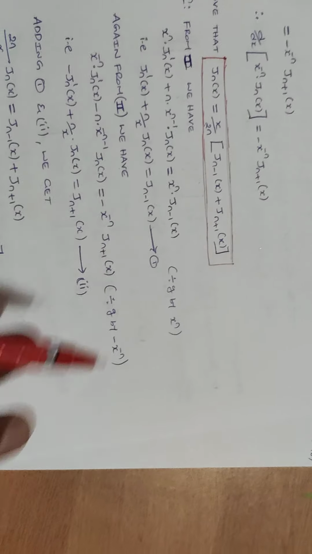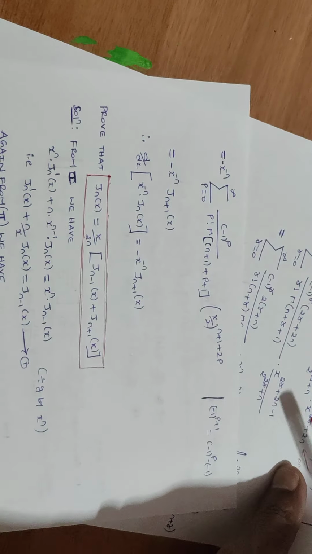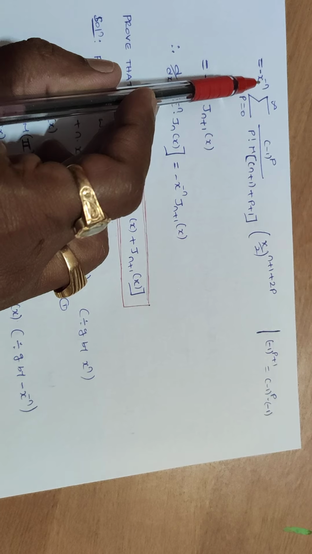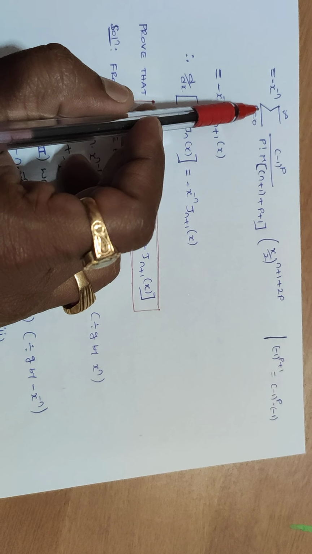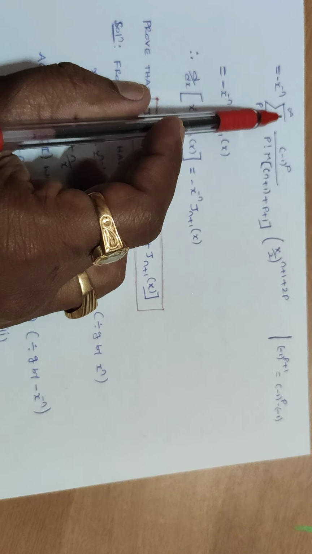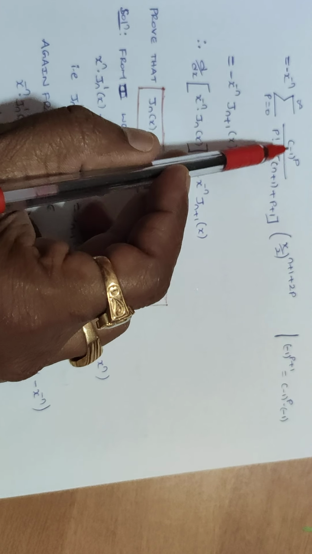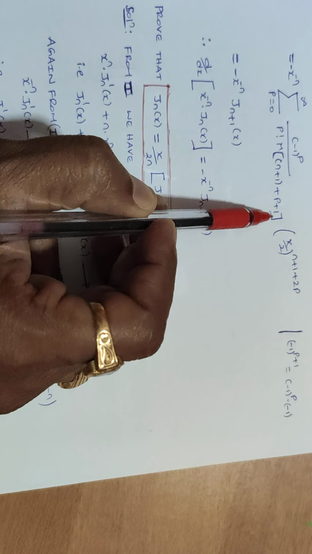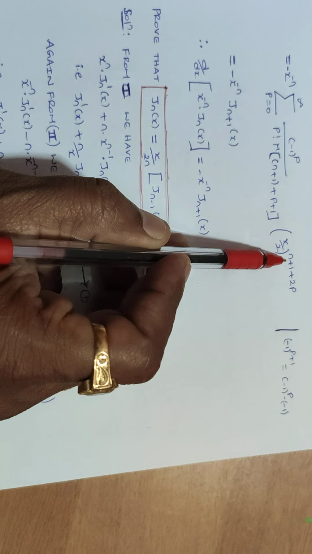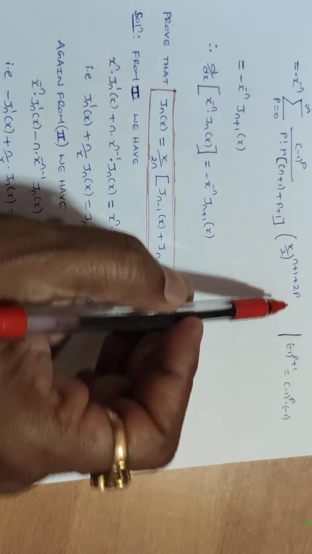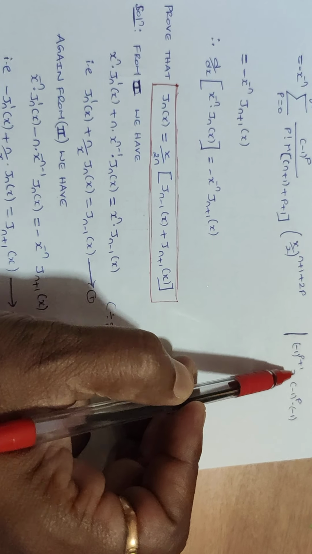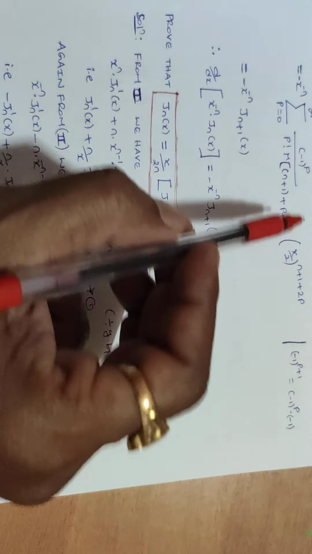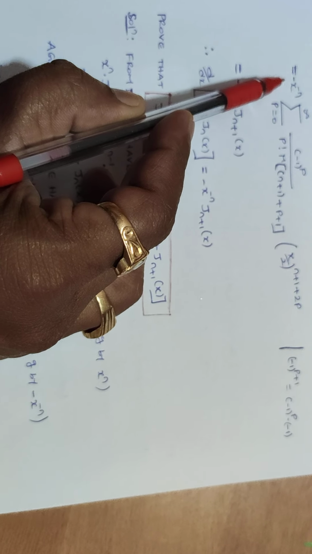which is equal to minus of x to the power minus n, summation of p equals 0 to infinity, minus 1 to the power p divided by p factorial into gamma of n plus 1 plus p plus 1, x by 2 to the power n plus 1 plus 2p. Since minus 1 to the power p plus 1 can be written as minus 1 to the power p into minus 1, that negative term can be taken outside.